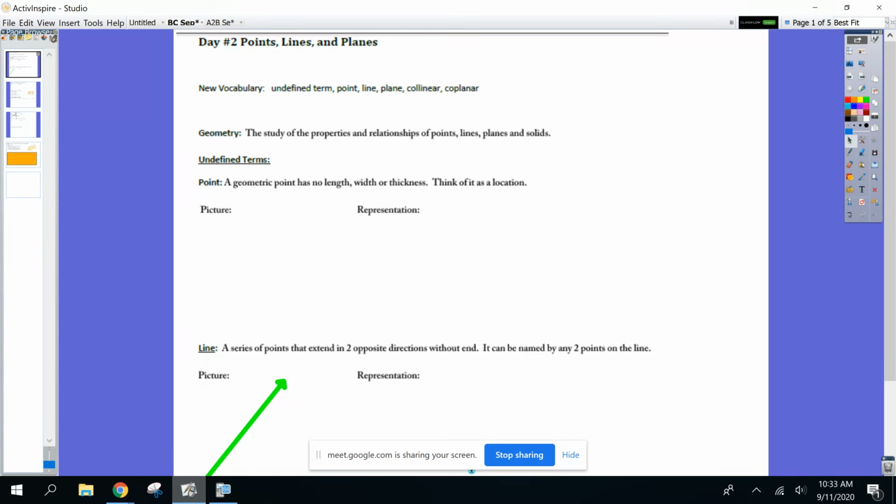So the first one is a point. This one's not too fancy at all. Point, and then you usually see a capital letter next to it. If I saw this in my textbook or on a quiz or test, I would read this as point P. That's it. Not fancy. I'm sure we've all seen points before.